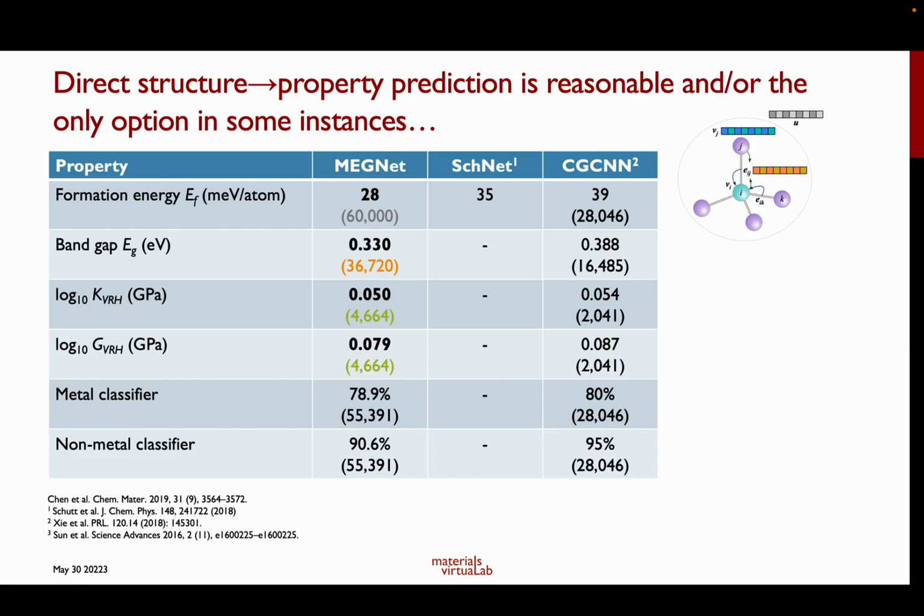In other words, we are using things like the band gap, the formation energy, or the bulk modulus as the target for the machine learning algorithm. Now, this performance is actually fairly impressive for a machine learning algorithm.